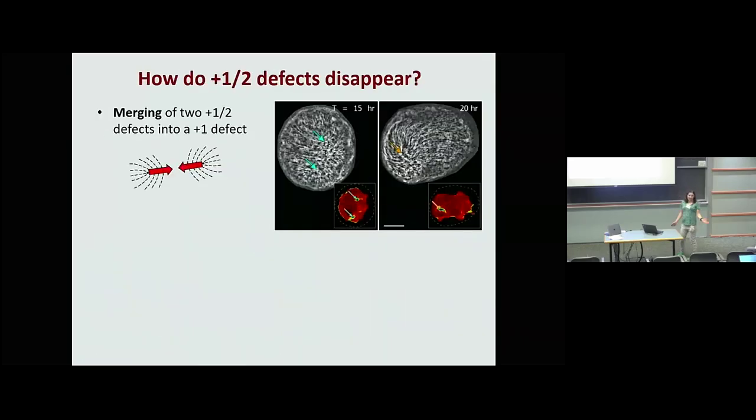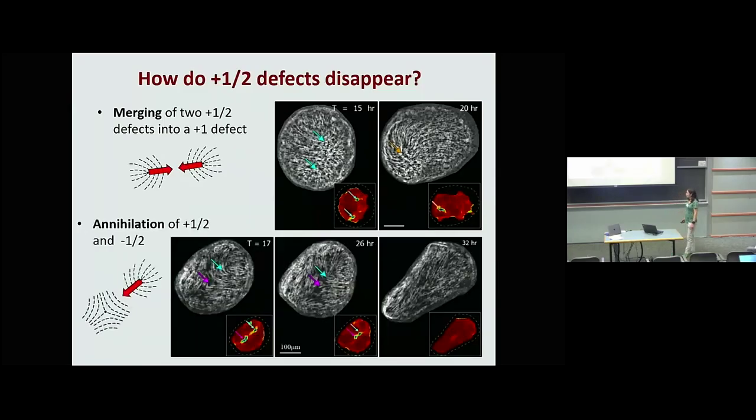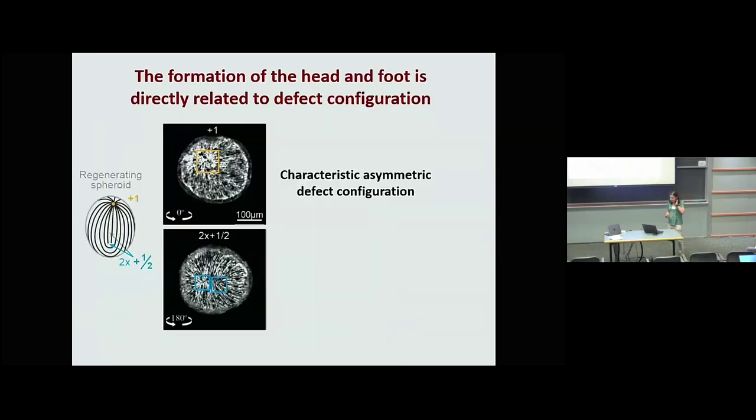Okay, so what is happening to these +½ defects? By far the most common thing we see is that pairs of +½ defects come together and merge into +1 defects. In addition, we also observe annihilation of +½ and -½ pairs. And it turns out that the formation of the head and the foot is directly related to the defect configuration and to an asymmetry in the defect configuration that emerges at these two early foci.